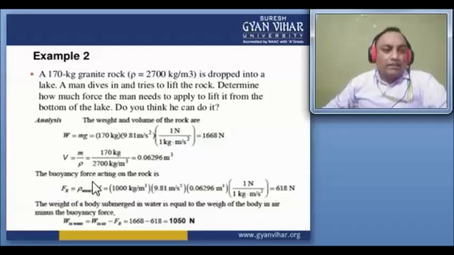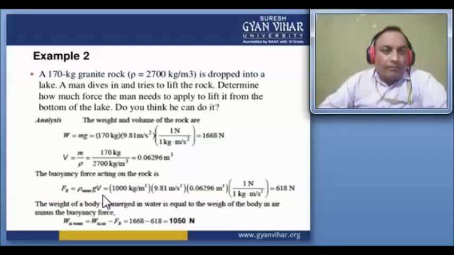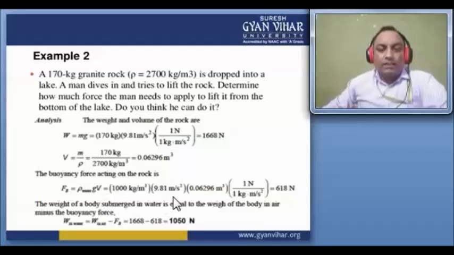And the buoyancy force acting on the rock is F_B equal to rho water g into V, and this is 1000 times 9.81 meter per second square times 0.06296 meter cube. This is with 1 Newton per 1 kg meter per second square. This is equal to 618 Newton.